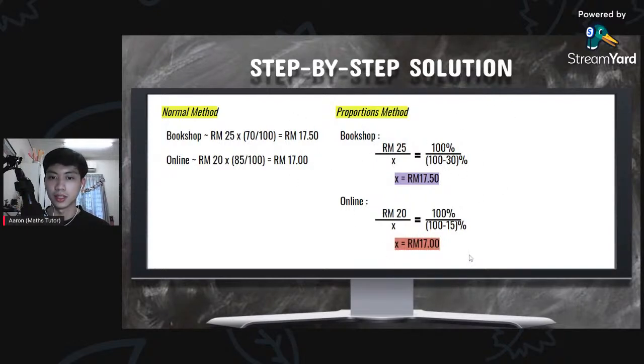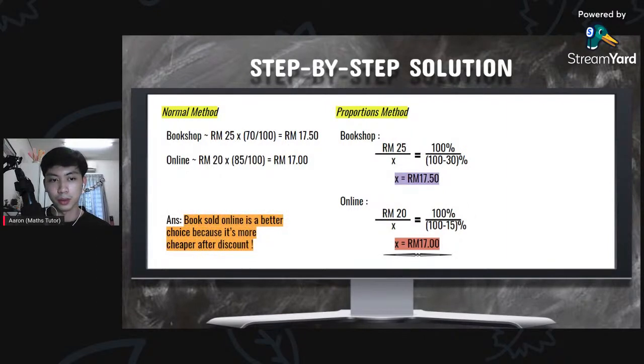So it's very obvious which one is cheaper. Like you go on Shopee, you see these two books. Of course, the online one at 17 ringgit is cheaper, so you buy the online one. So the book sold online is a better choice because it is cheaper after discount. So that is the answer. This is the solution on how you find it using the proportion method. Proportion, which is the ratio part, then it equals. Any questions?